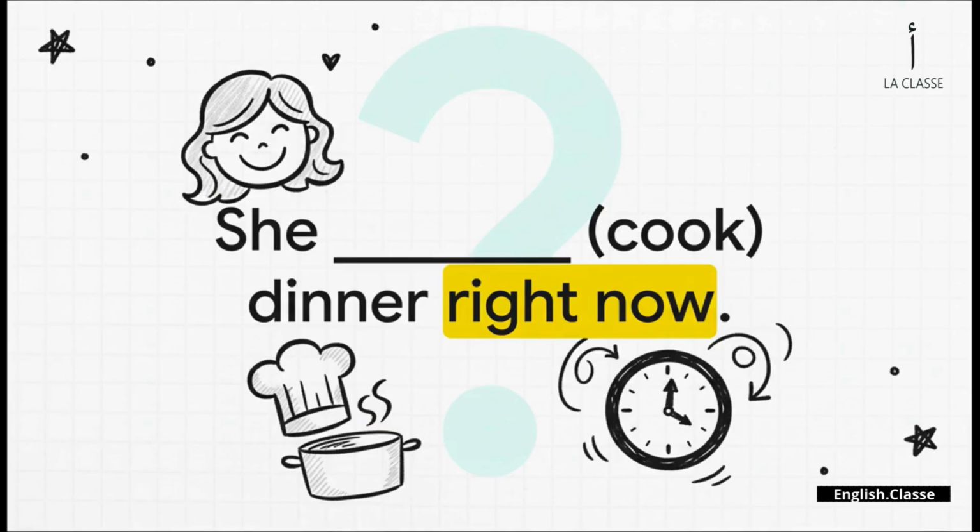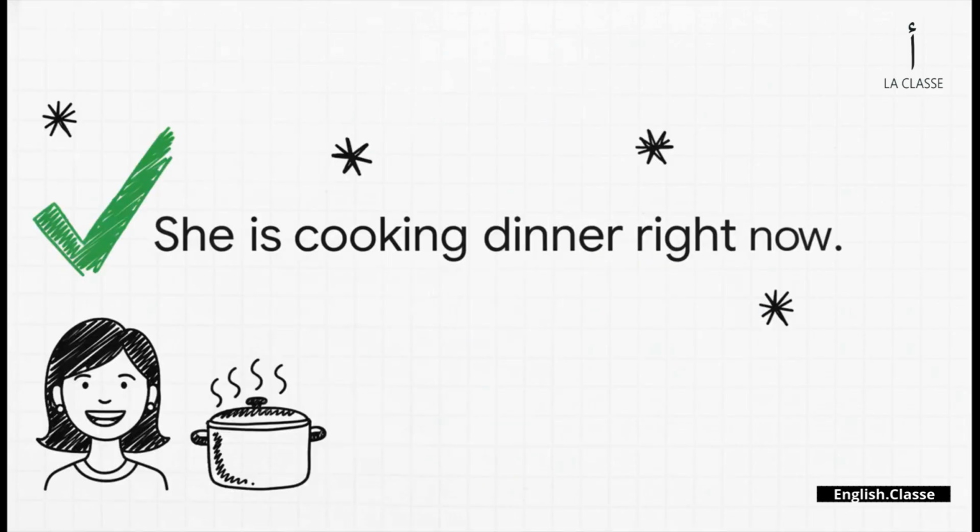How would you fill in the blank here? We've got she and the verb is cook. Take a second. What do you think? And there it is. She is cooking dinner right now. We use is because our subject is she, and then we add ing to cook. Perfect. If you got that, fantastic job. You can see how that 2-part formula just clicks into place.